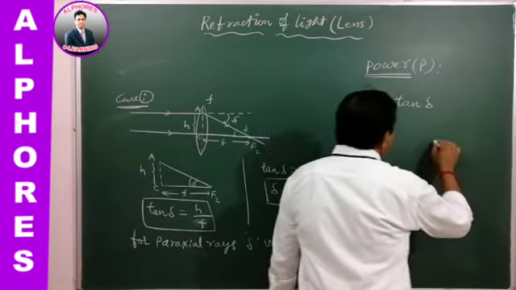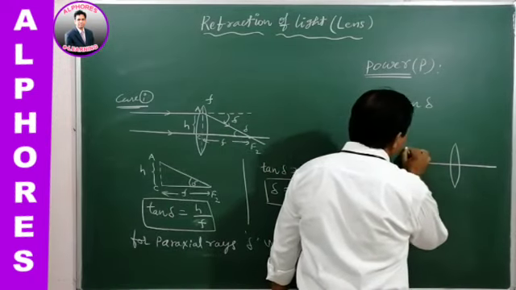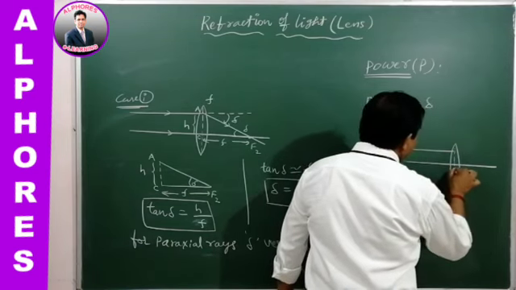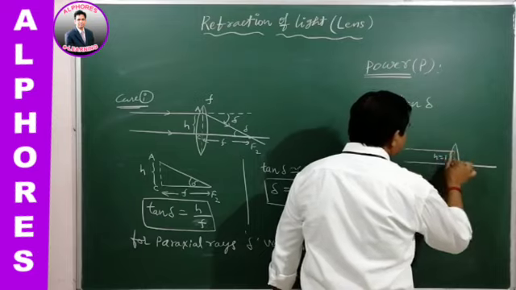See here, I will show this clearly. See, this light is incident at unit distance. h is equal to 1 unit.